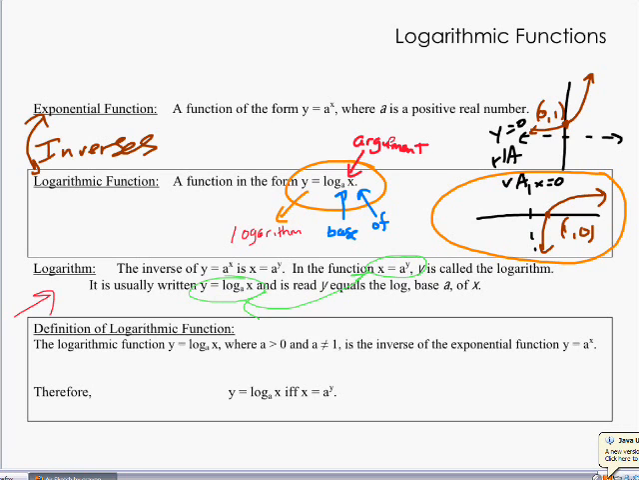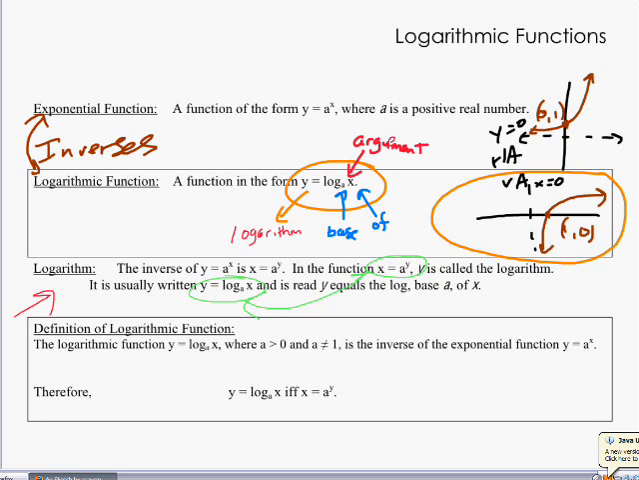So if we continue, we come down to the definition of a logarithmic function. This is the formal definition. The logarithmic function, y equals log base a of x, where a is bigger than 0 and a is not 1, is the inverse of the exponential function y equals a to the x, which is everything that I just said, basically all summed up. Therefore, y equals log base a of x if and only if x equals a to the y.